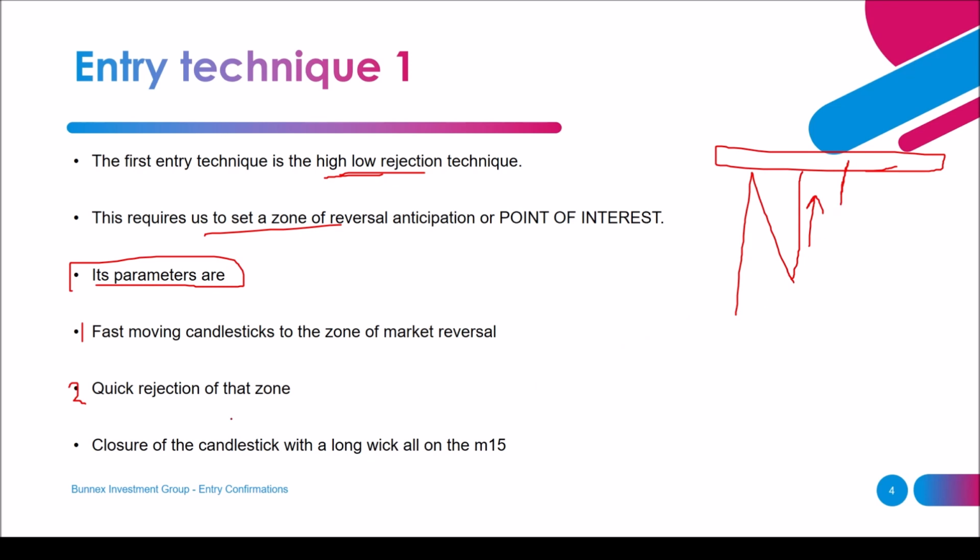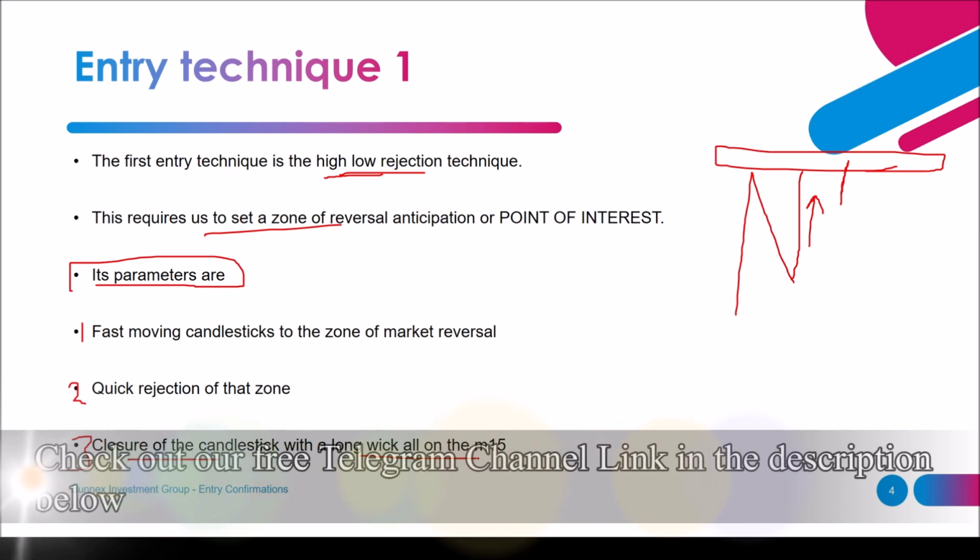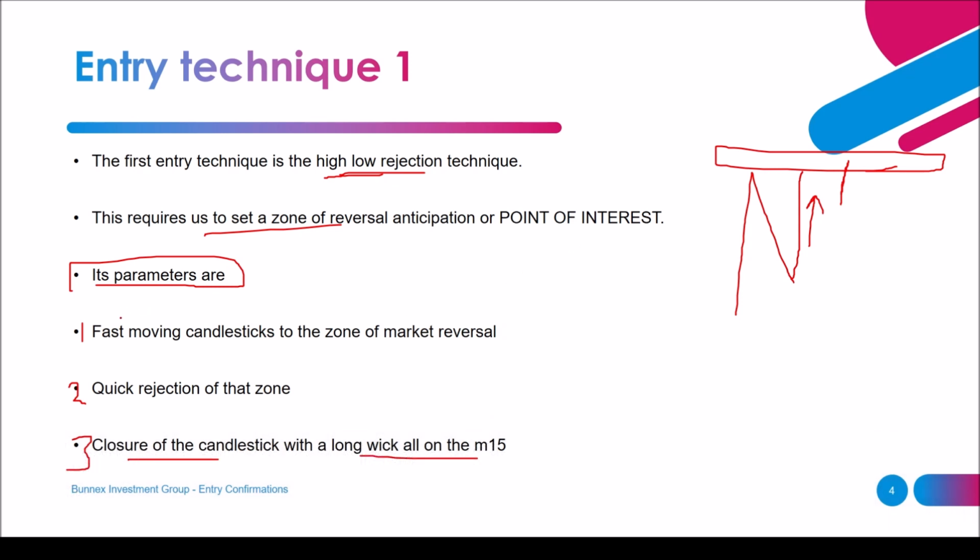and then later we would see that candlestick shifting away, creating a wick. Then the third confirmation will be to see that candlestick close with a long wick, and this is actually ideally seen on the M15 time frame. So if we see one, fast moving candlestick, two, quick rejection of that zone, and that candlestick closing with a long wick, it is high time for us to press the buy or sell button.